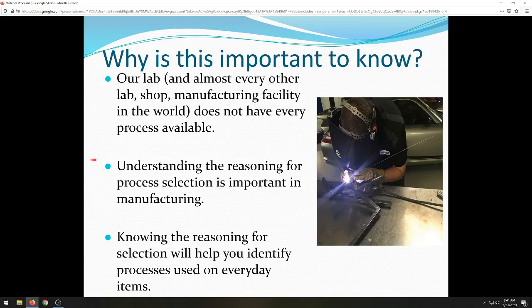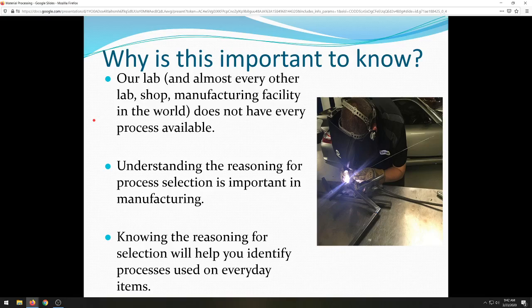So, why is this important to know? Our lab, our shop, every other lab or shop or manufacturing facility in the world definitely doesn't have every process available. It's just a matter of practicality, space. It's really difficult to have some of these processes in the same facility area, and there's very few companies that specialize in everything. At least being aware that there are other options out there is really important to kind of know.